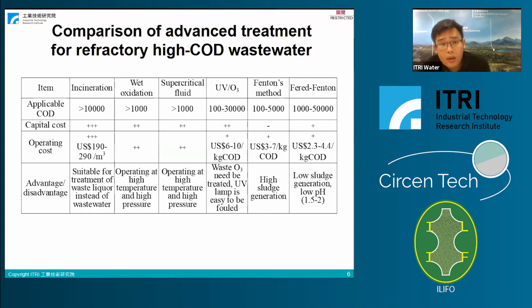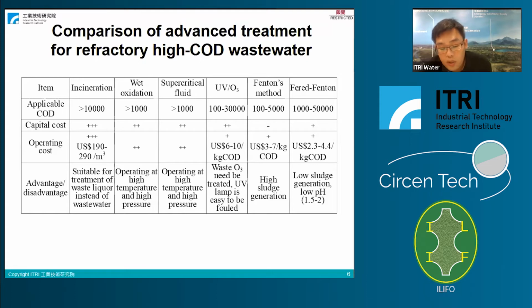This table is a comparison of the treatments for refractory high COD wastewater, including incineration, wet oxidation, supercritical fluid, UV light with ozone, and the conventional Fenton method and Fered-Fenton. Incineration, UV light with ozone, and Fered-Fenton could be used to treat COD over 10,000 milligrams per liter.